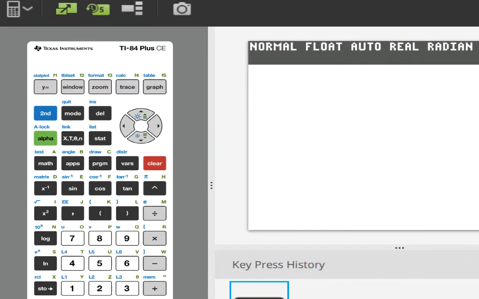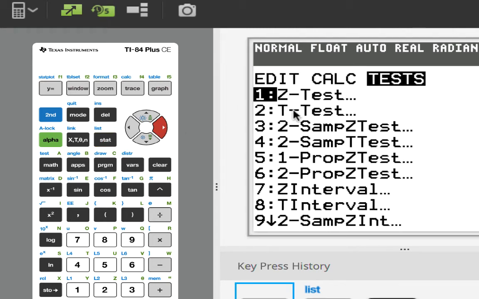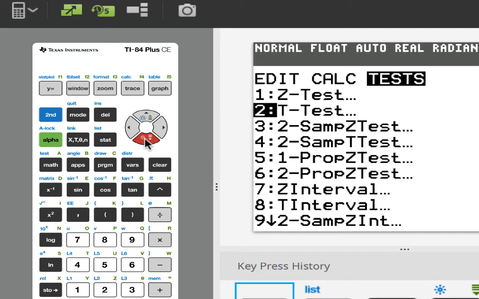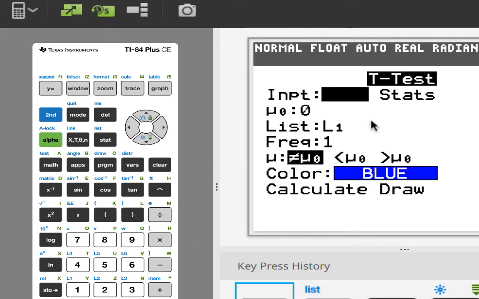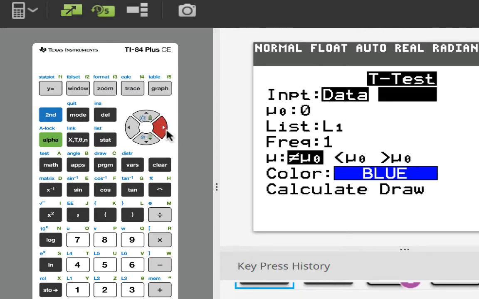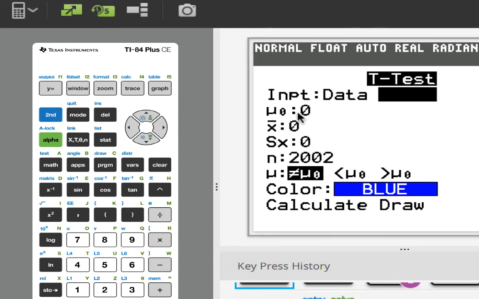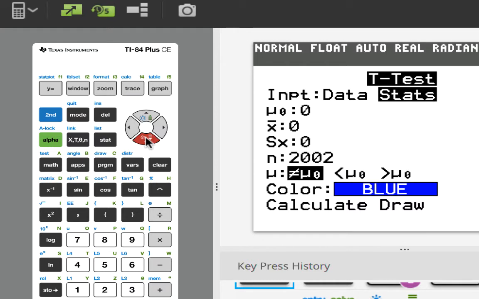So for this problem, we're going to first click on Start, take the calculator to test. And we are doing the t-test. Remember, because we have sample standard deviation, take the cursor to 2, press enter. Now do not look at data. Go ahead and put it on the stats because that's much easier for us. Press enter. Now mu sub 0 here is 26. That is the hypothesized value.